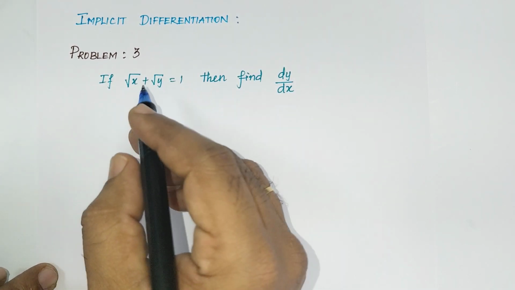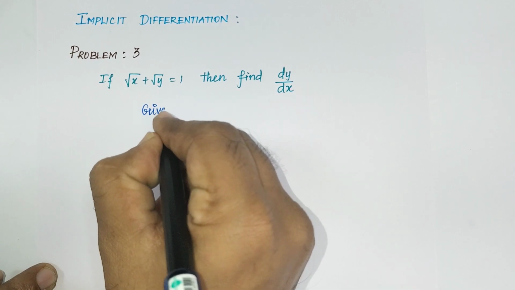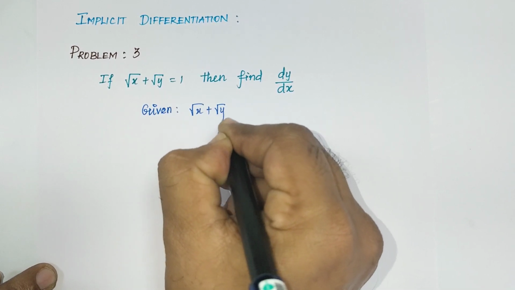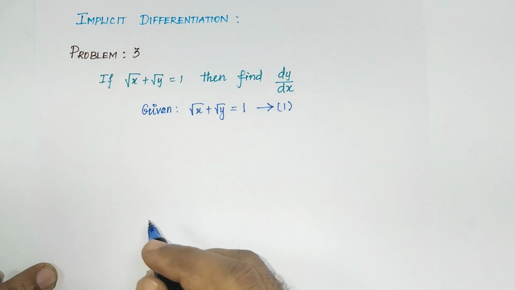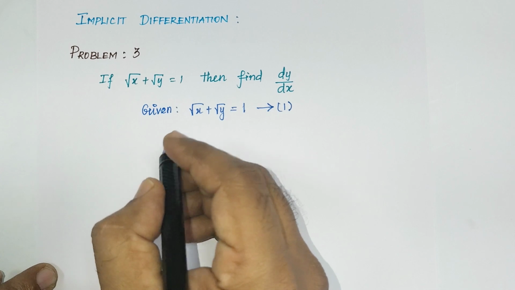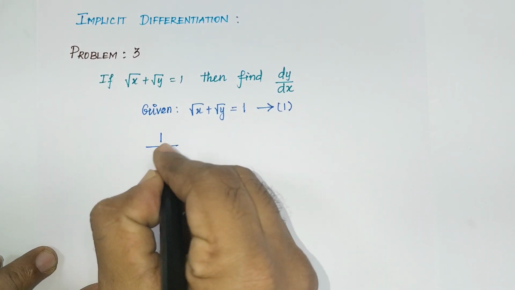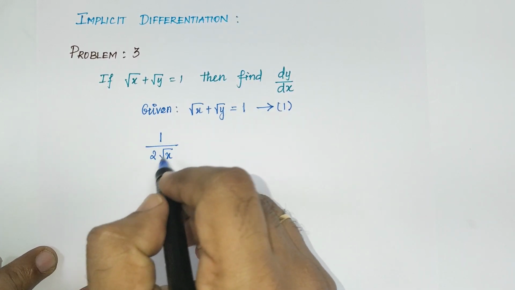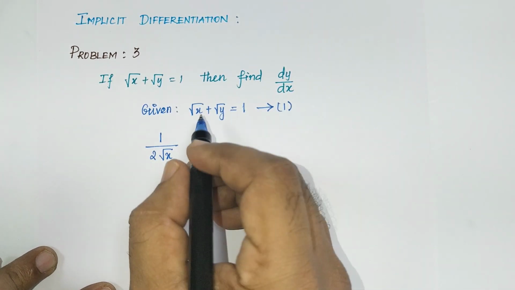So here the given equation is root x plus root y equal to 1, which is equation number 1. This equation I am going to differentiate because we have to find dy by dx, right? So this equation 1 I am going to differentiate with respect to x. That means root x differentiation is 1 divided by 2 into root x. Whenever you are differentiating a root term, you can write like this. Already you know how it comes.